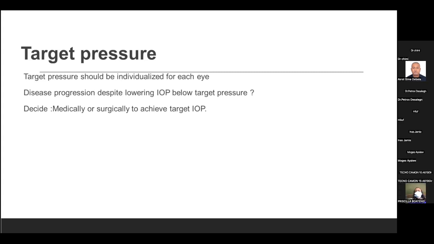So disease progression despite lowering IOP below the target level is also a question.